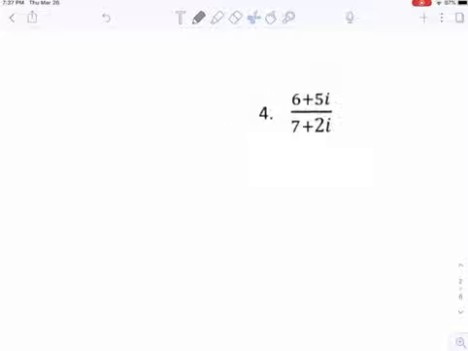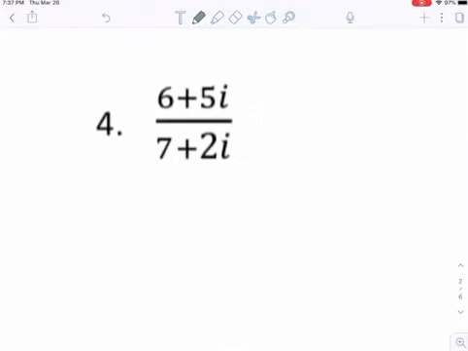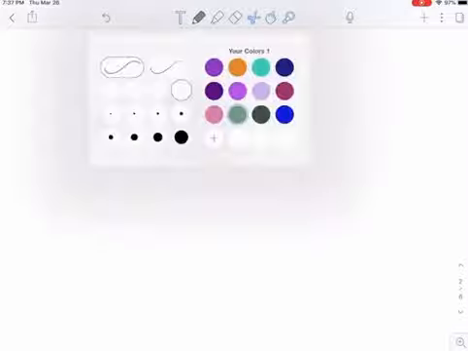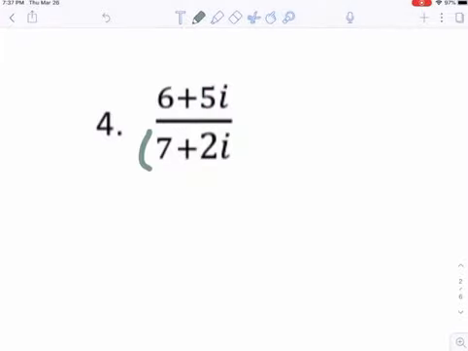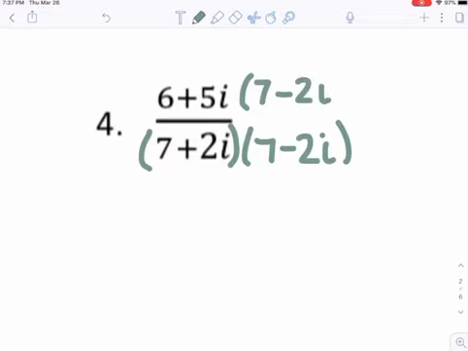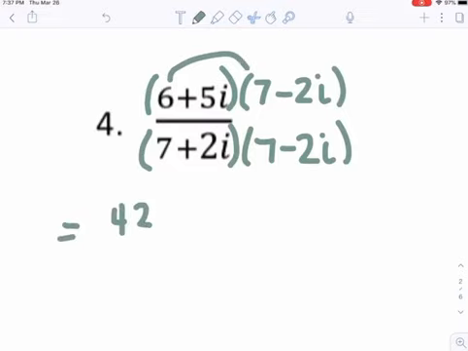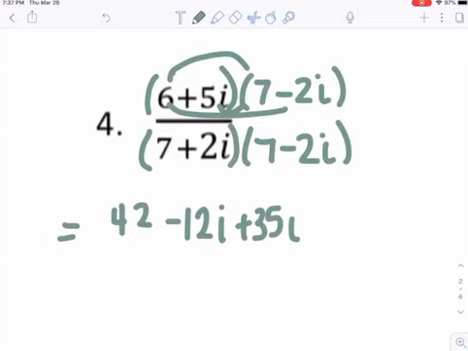Okay, and I'm going to do the same thing in number 4. Okay, so I'm going to multiply by the conjugate. Again, think to yourself, what would the conjugate be? Well, it's creating a difference of 2 squares. So it's going to be 7 now minus 2i. And multiply the top and bottom by the same thing. Okay, so you're going to have to FOIL. So 6 times 7, that's 42. And then 6 times negative 2i, that's negative 12i. 5i times 7, that's 35i. 5i times negative 2i, that is negative 10i squared.